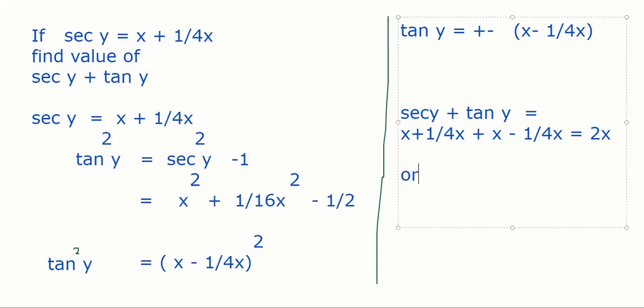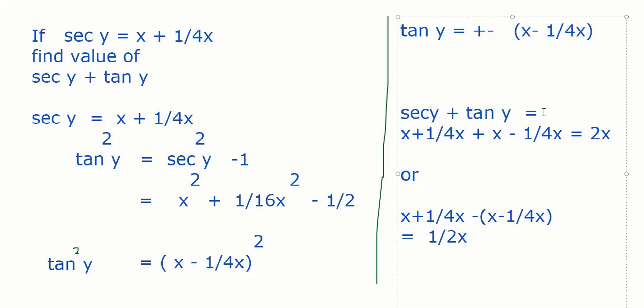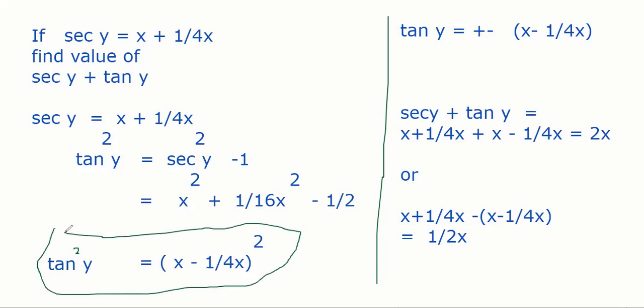One more option I have. Or, sec y minus tan y: x plus 1 by 4x minus x minus 1 by 4x, which is nothing but 1 by 4x plus 1 by 4x, 1 by 2x. So the answer is 2x or 1 by 2x. See, the master stroke is all about writing in the form of this square. Very good, Rishabh. Thank you. Understood, guys? This is another way of looking at it. That is 2x or 1 by 2x.